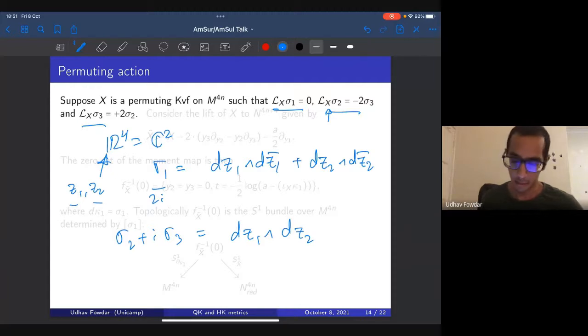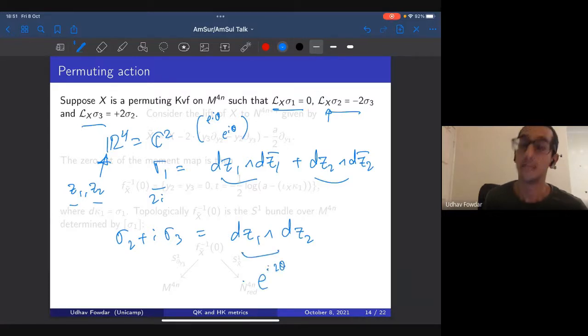Then you see that if you act by the diagonal action of U1, so you act by e to the i theta diagonally, then this one here and this one here remain invariant, whereas this one gets multiplied by a factor e to the i 2 theta. So this is the sort of example I'm talking of, a permitting action. It preserves one of the Kähler forms, but it rotates the other two around. So it's preserving the complex structure, but it's rotating your choice of a holomorphic symplectic structure. So that's what's going on right now.